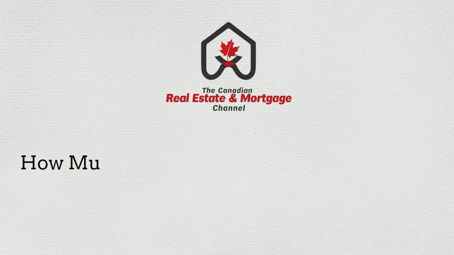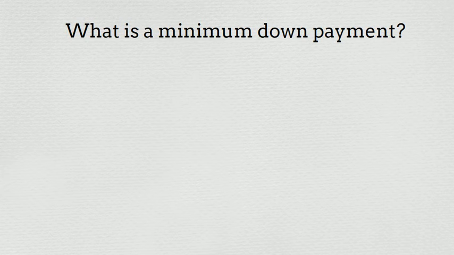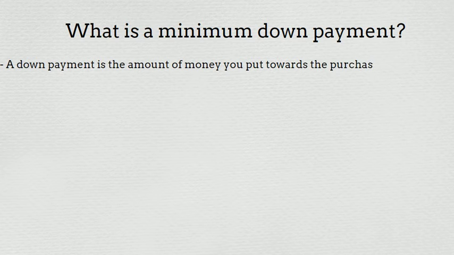Today's video we will be covering how much you need for a down payment. First things first, what is a minimum down payment? A down payment is the amount of money you put towards the purchase of a home. Your lender deducts the down payment from the purchase price of your home. Your mortgage covers the rest of the price of the home.